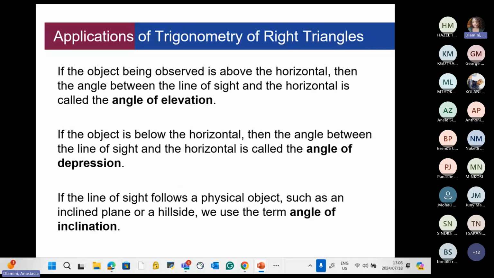Now, if the object being observed is above the horizontal line, then the angle between the line of sight and the horizontal is called the angle of elevation. If the object is below the horizontal line, then the angle between the line of sight and the horizontal is called the angle of depression. If the line of sight follows a physical object such as an inclined plane or hillside, we use the term angle of inclination. Are we all together?